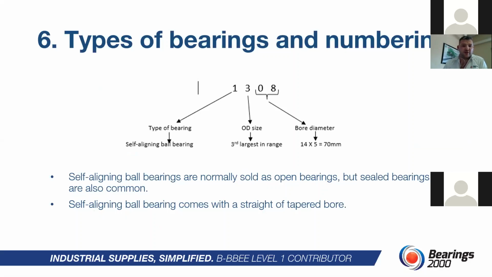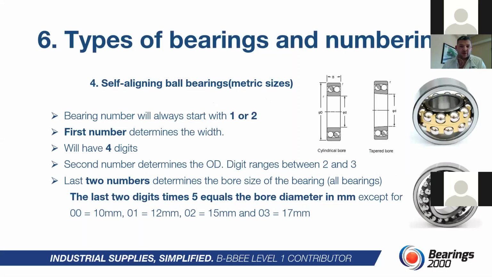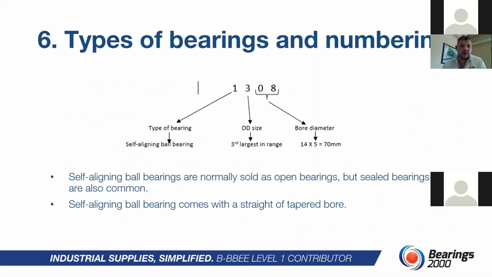Self-aligning ball bearings are normally sold as open bearings, but sealed bearings are also relatively common. Self-aligning ball bearings come with a straight or a taper bore. Just quickly have a look there. You can have a look at those ones. There's a taper bearing, and there's the cylindrical bore. Just keep in mind, if it does have a taper bore, normally it will work in conjunction with an adapter or a withdrawal sleeve.